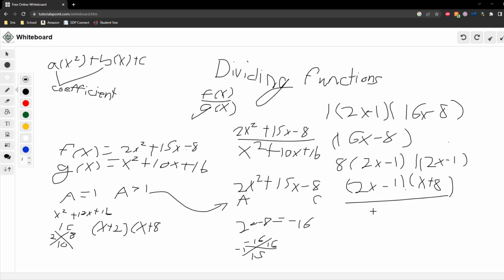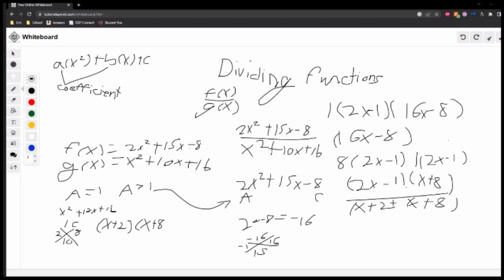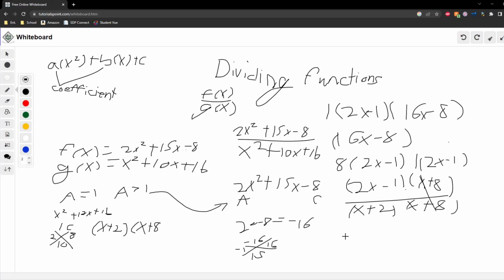As a division equation, it should come out as 2x minus 1 times x plus 8 divided by x plus 2 times x plus 8. From here on out, it's super simple. Just cancel out the equations which are the same, and then what we're left with is the answer. In this case, that would be x plus 8 and x plus 8. Cancel them out and you get 2x minus 1 divided by x plus 2.